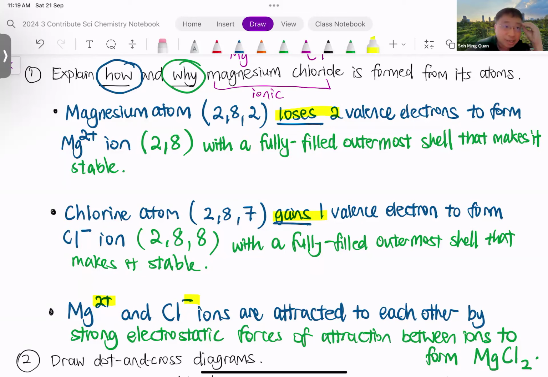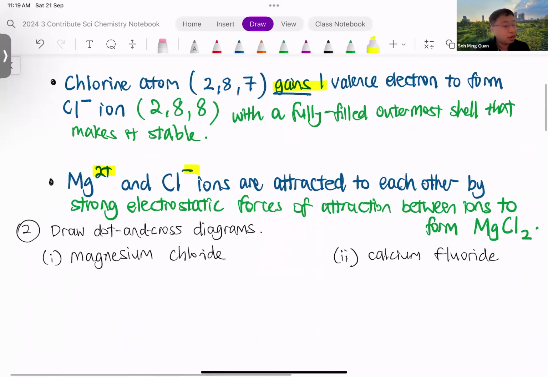So the idea is Mg2+, the plus charge must be balanced out by the negative charge. Mg2+ is double positive. Cl- is a single negative. Therefore, you must have 2 Cl- to balance out 1 Mg2+. All right, so the formula is MgCl2. And this will be crucial later on. Now, these words that you have written will be crucial in drawing the dot and cross diagrams.